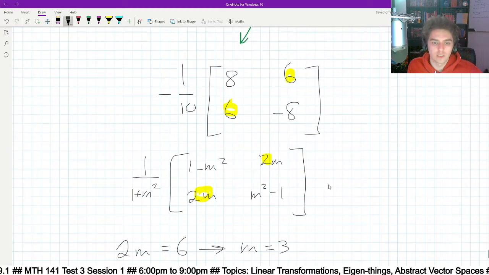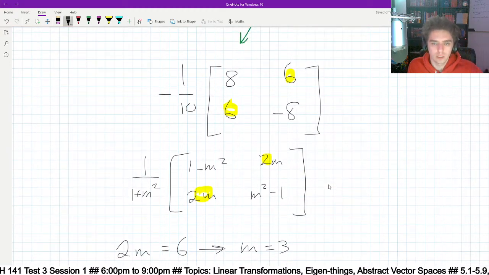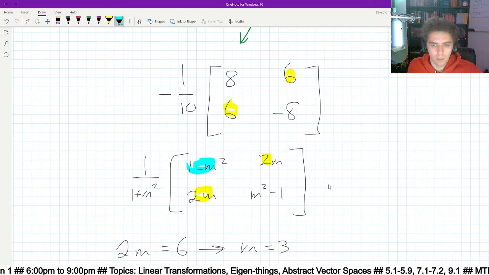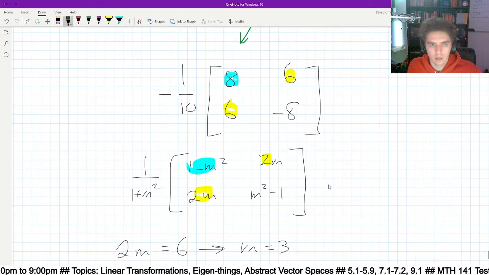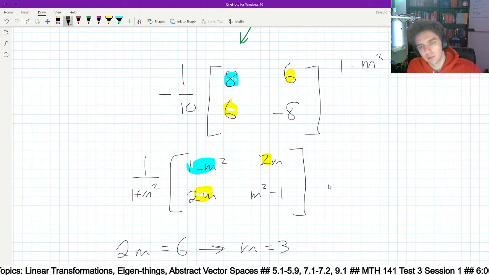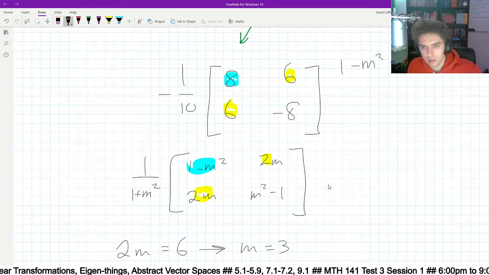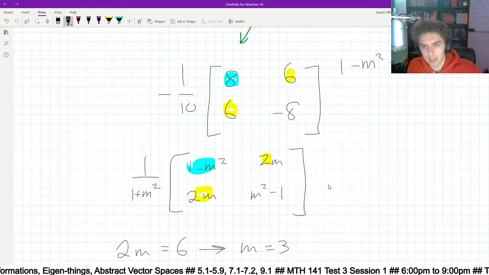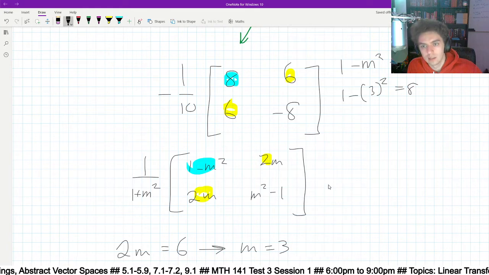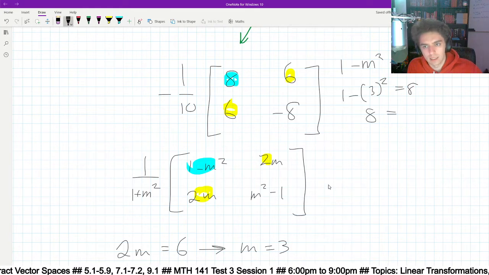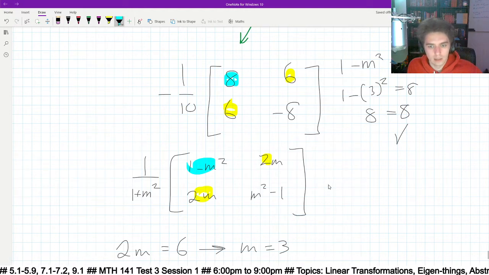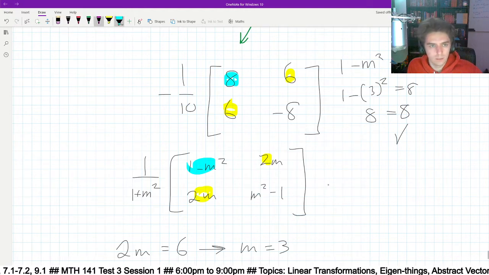And let's see if that works for all of them, right? Of course it works for the two yellow ones because those are identical. What about this one? Does 1 minus m squared equal 8? Of course, I can rearrange and solve for m, or I can just plug in the value of m we got and see if it's true. 1 minus 3 squared equals 8. 8 equals 8. So yes, m worked for that too. Let's try this one. Maybe let's use a different color.